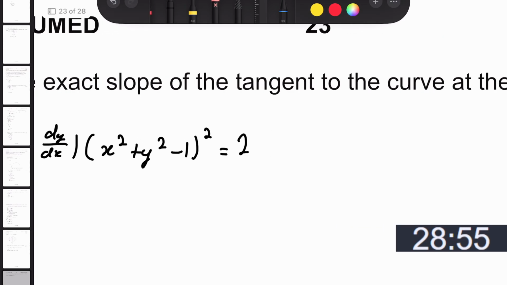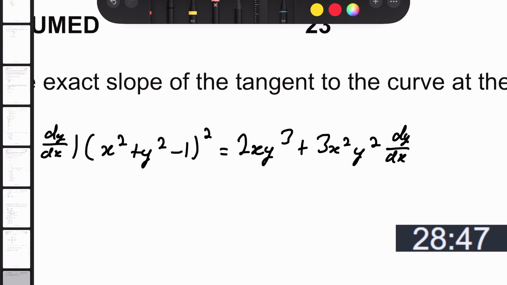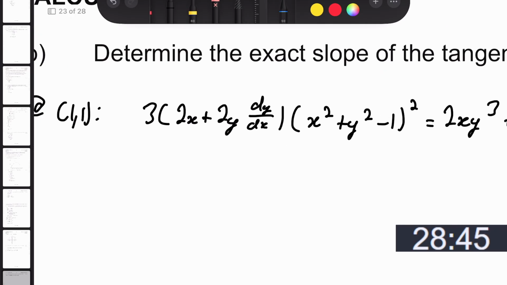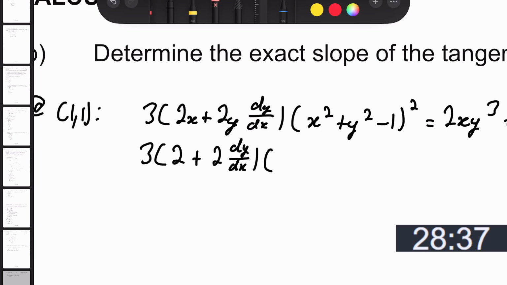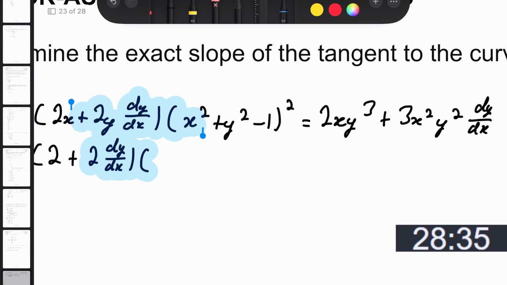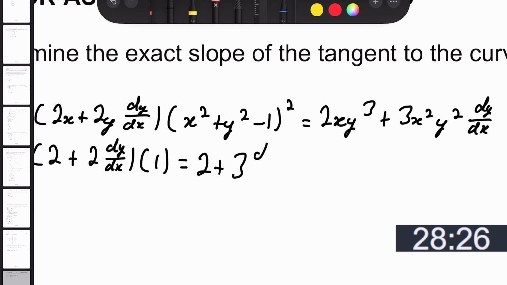Squared is equal to 2xy cubed plus 3x squared y squared dy/dx. This becomes 3 outside of (2 + 2 dy/dx), outside of (1 + 1 minus 1) squared. So that's just going to be 1 squared, which is 1. It's going to be equal to 2 plus 3 dy/dx.